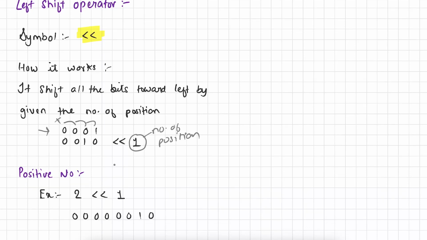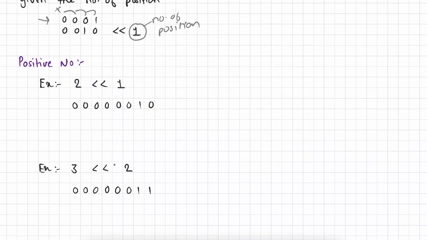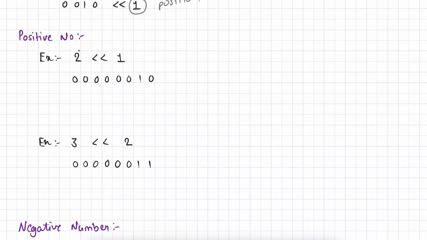Okay, great. Let's see how the left shift operator works when the number is positive. For example, I want to left shift 2 by 1. It means I want to shift the bits by 1 position. This is the binary representation of the number 2. When we left shift by 1, the leftmost bit gets ignored and all the bits get shifted towards the left. So the number becomes 0 1 0 0 0 0 0. Now this place is left blank, so the left shift operator just fills 0 at this place.